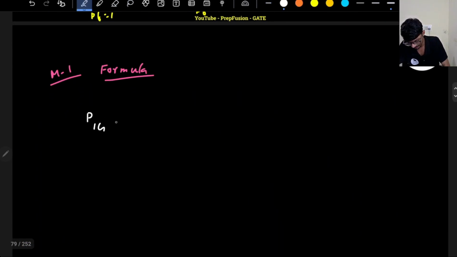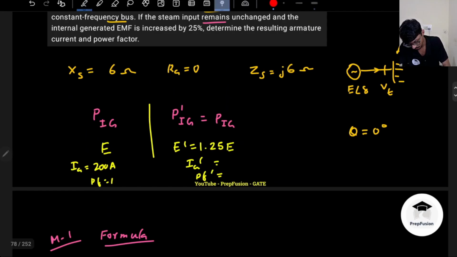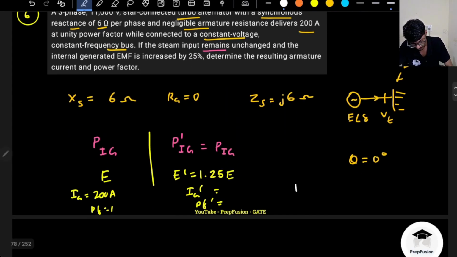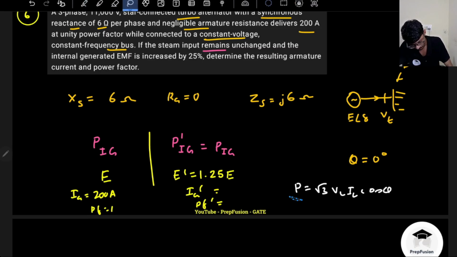So input power is the same as the output power, which is equal to V into E sine delta divided by XS. So everything I have, I know the power, right? Do I know the power? Okay, I can find out the power. How can I find out the power? I know it is unity power factor. So power will be root 3 into VL into IL cos phi, right? Cos theta is 1 basically.